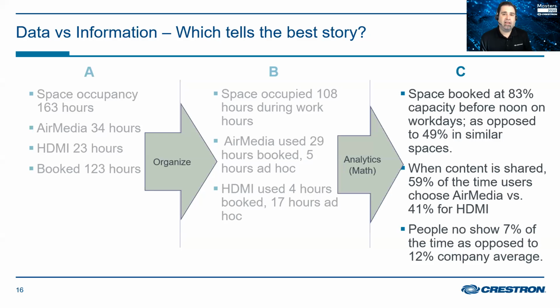Now, if we run through some analytics, we can actually get a true narrative. In this case, space was booked at 83% capacity before noon on work days, as opposed to 49% in similar spaces. So now we're starting to ask, why? Why is this space so popular in the morning versus other similar spaces with similar technology, similar seating, et cetera? Why is this one more popular? When content is shared, 59% of the time users choose AirMedia versus 41% of the time HDMI. Okay, that's good to know. That helps us plan technology in the future. And people no-show 7% of the time as opposed to 12% in the company average for this space, right?